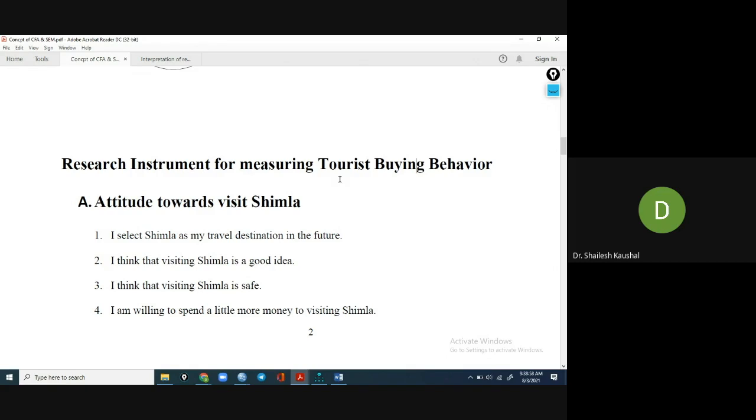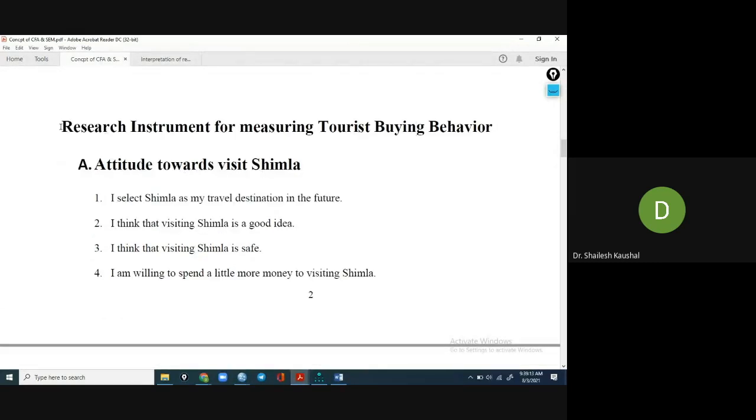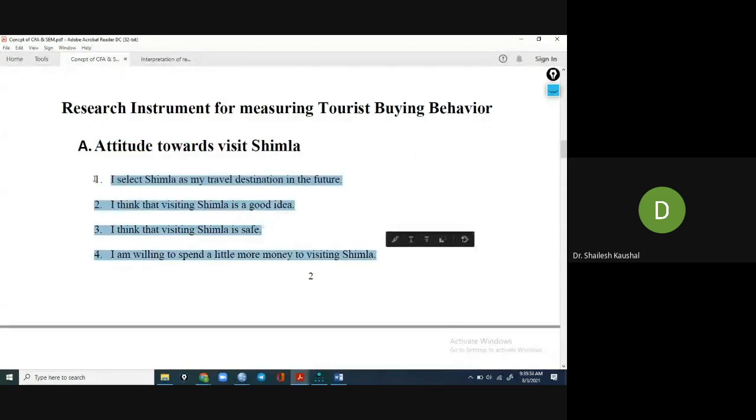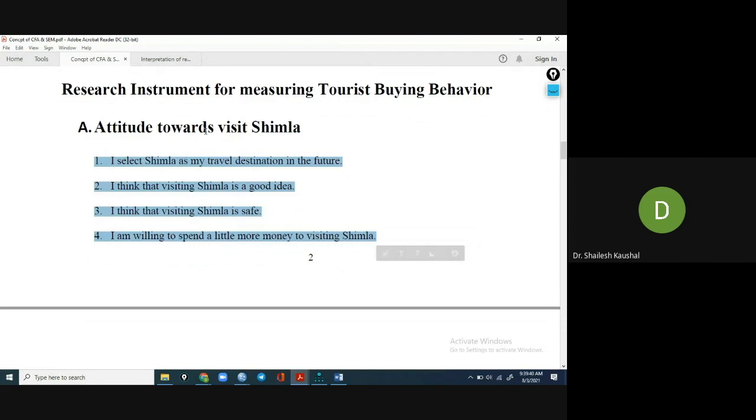I am using this research instrument for measuring tourist buying behavior. We can measure the buying behavior of FMCG goods and the buying behavior of other products also. So I am applying this research instrument to measure tourist buying behavior. Okay, so attitude towards visiting Shimla, it's a hypothetical study. For measuring attitude, basically it's a construct, and we can measure this construct by using 4 questions related to attitude. Through these questions we can measure the attitude of the tourist.